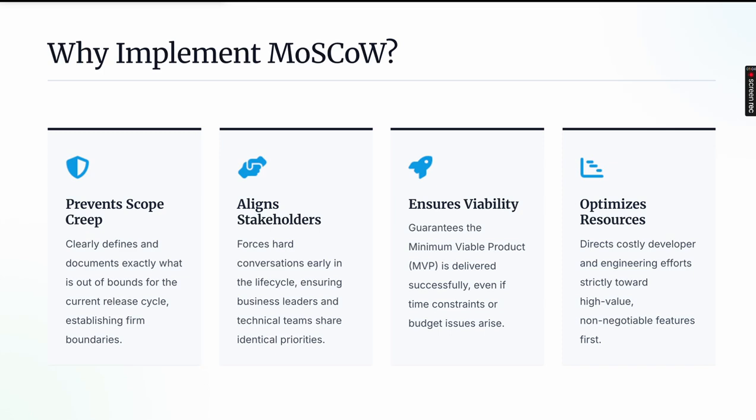Why implement MoSCoW? It prevents scope creep. It clearly documents exactly what is out of bounds for the current release cycle, establishing firm boundaries. It aligns stakeholders, forcing hard conversations early in the life cycle, ensuring business leaders and technical teams share identical priorities. It ensures viability, guaranteeing the minimum viable product is delivered successfully even if time constraints or budget issues arise. It optimizes resources, directing costly developer and engineering efforts strictly toward high value non-negotiable features first.